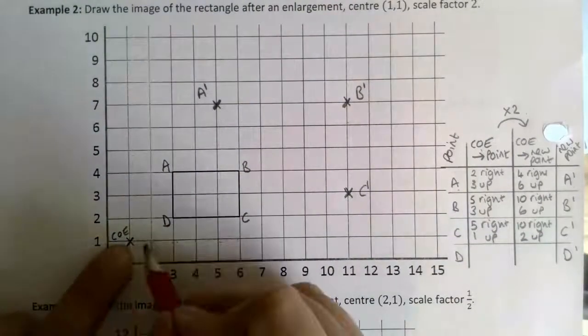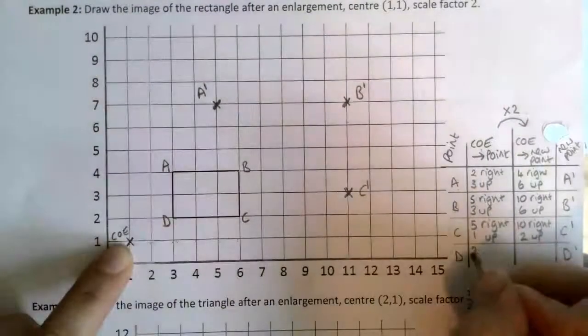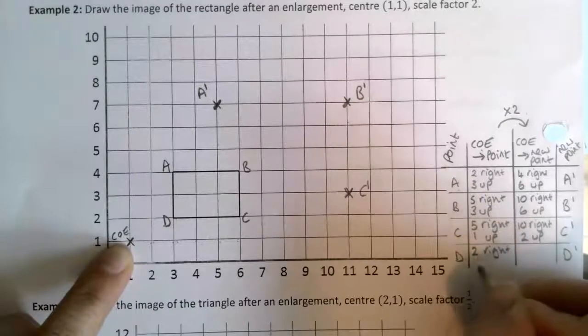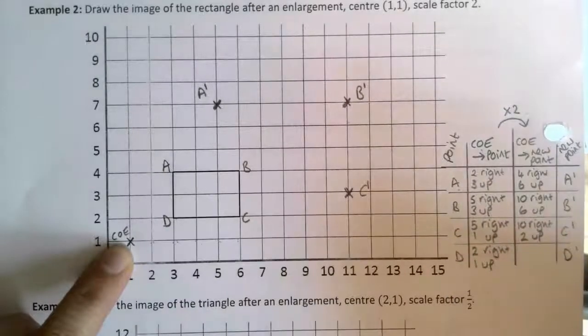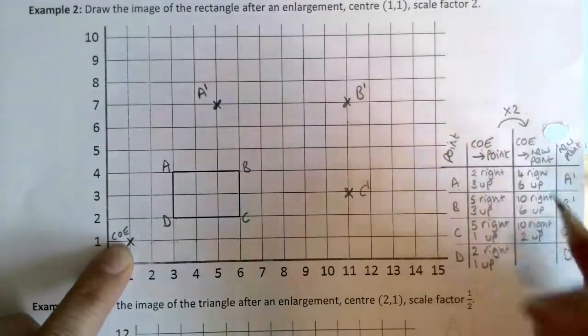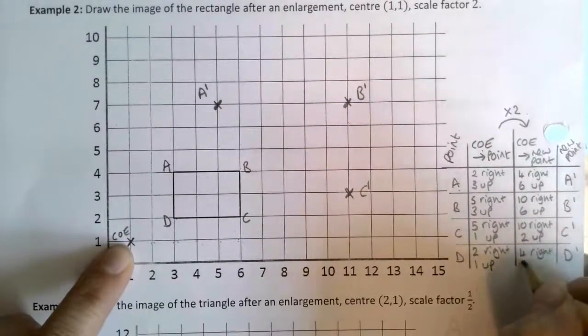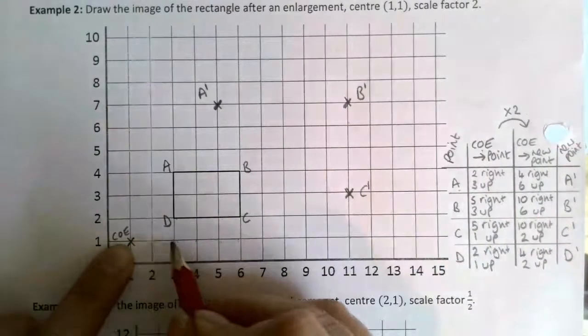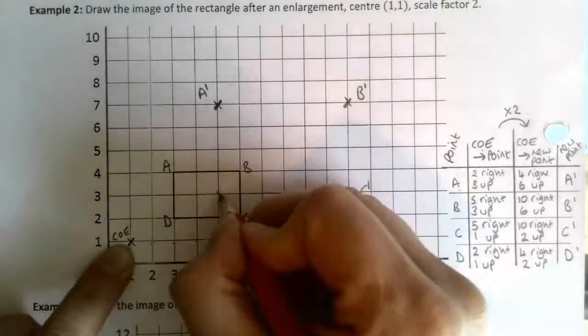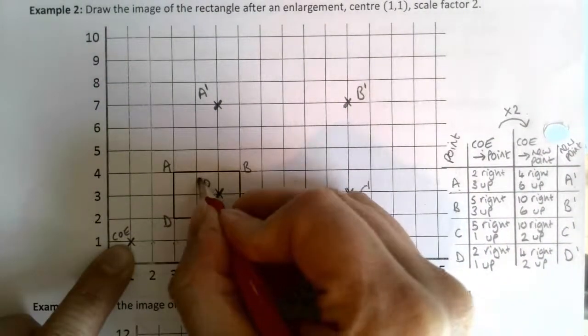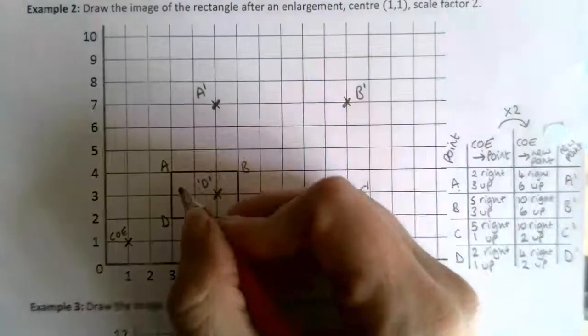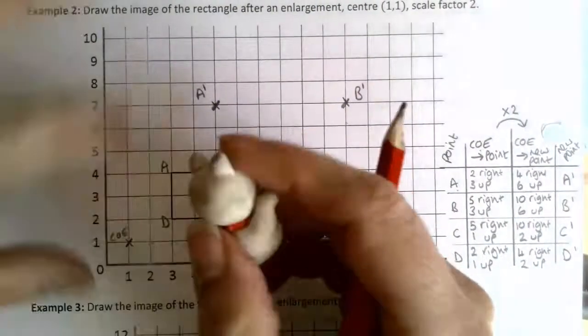And then D, 2 to the right and 1 up. And to our new point then, once we apply our scale factor, that's going to be 4 to the right and 2 up. 1, 2, 3, 4, 1, 2. So this is my new point D, and I call that D dash. Oh, my dash is in the wrong place.